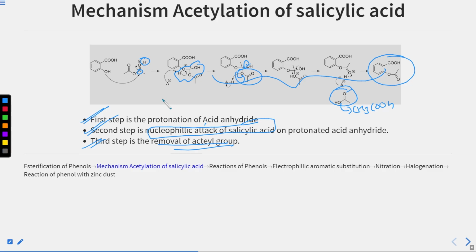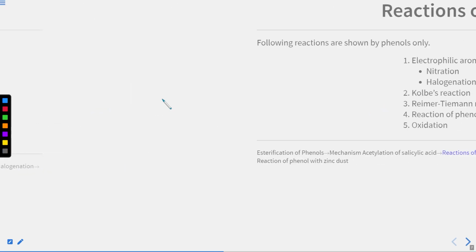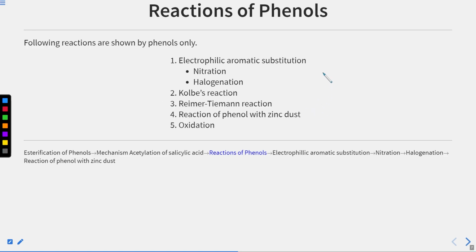Next, we will see some specific reactions of phenols. Today we will see only electrophilic aromatic substitution, which will involve nitration and halogenation, and we will see the reaction of phenol with zinc dust. Today we will not see these two and this one, oxidation. We will see it in the next lecture. So basically the reactions that we are dealing with today are electrophilic aromatic substitution and the reaction of phenol with zinc dust.